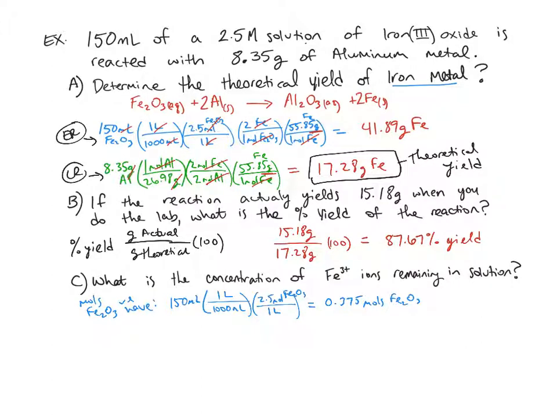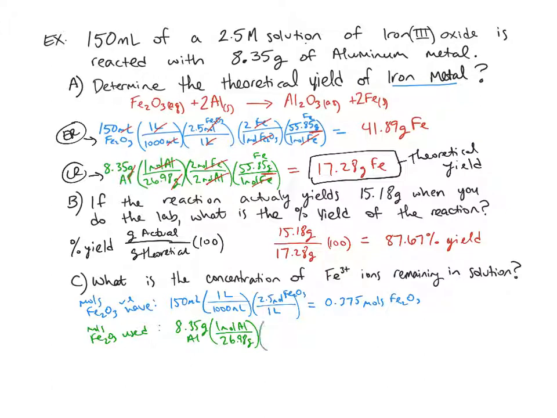So now let's figure out the moles of iron oxide we used. Moles Fe2O3 used. To do that, I'm going to start with our limiting reactant, and instead of going to our product, I'm going to go to our excess reactant, the iron oxide, to figure out how much of that we need to react with all of the aluminum. So I'll start with my 8.35 grams of aluminum, and I'm going to figure out how many moles I have. That's my molar mass conversion: 26.98 grams for every 1 mole of aluminum.